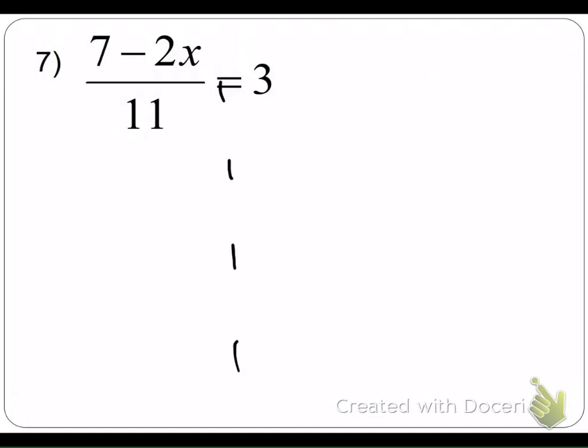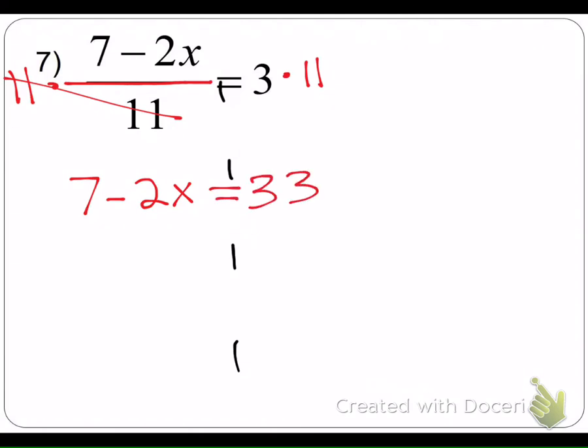Do you see how the whole side is being divided by 11? How do you undo a whole divided by 11? Yeah, we're going to multiply both sides by 11. The only thing that does on the left is gets rid of that 11 denominator, okay? Now we're left with just the top, 7 minus 2x. But we got to multiply the 3 by 11 to balance it out. So that's going to be 33. Did everybody catch that? That was a big step.